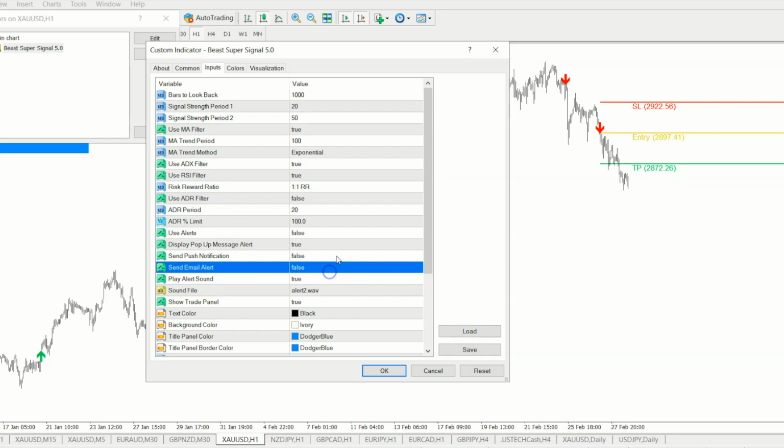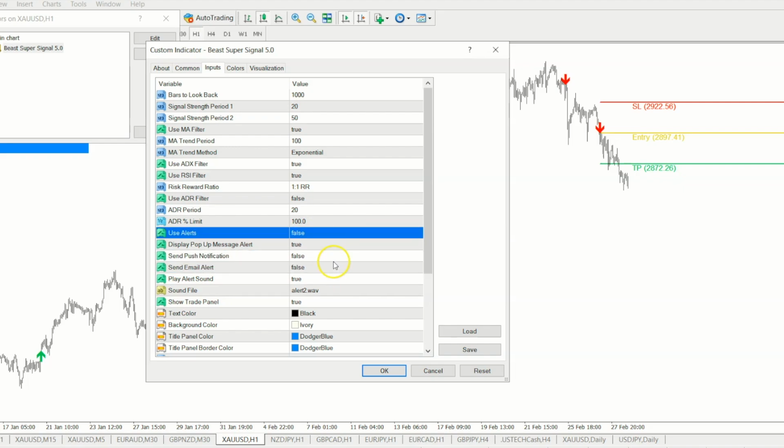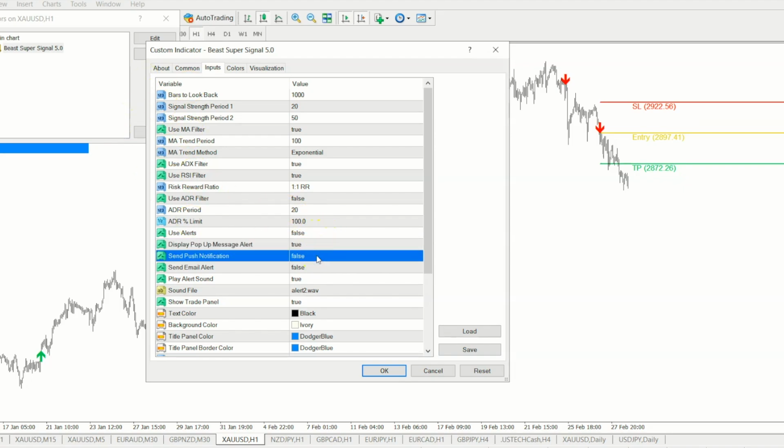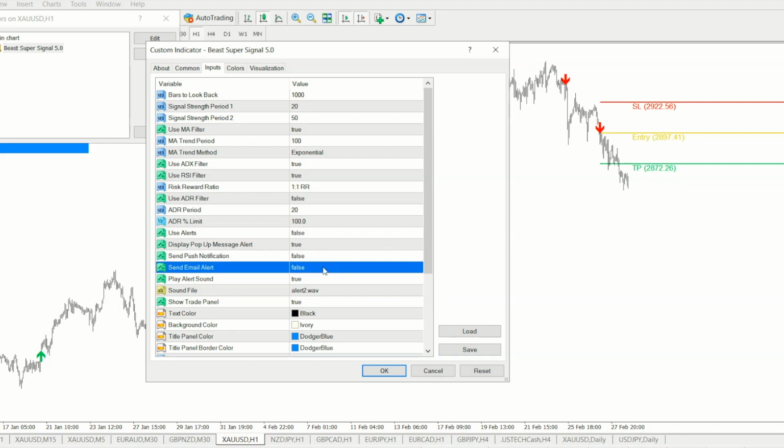Then we have the alerts function, so you can customize your alerts. We have pop-up alert, so when there's a new signal, you will get a notification on your terminal. You can also get a notification sent to your MT4, MT5 app on your phone, and you can also receive an email notification if you want to. So you can set up any type of alert notifications that you want to receive.